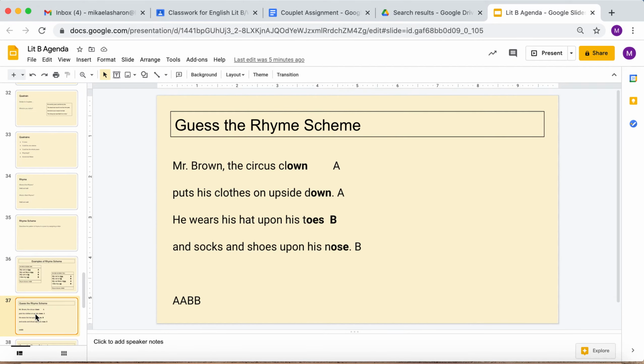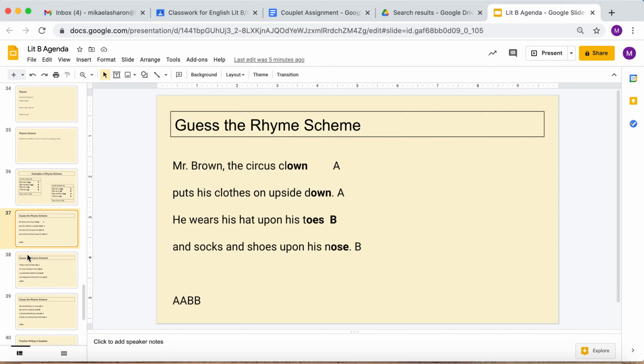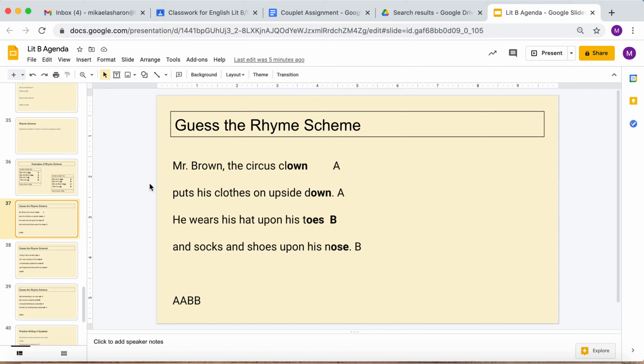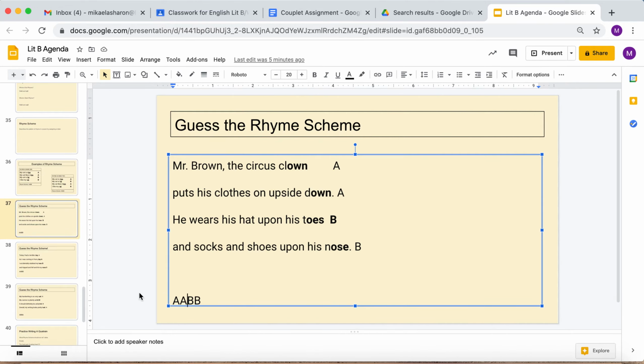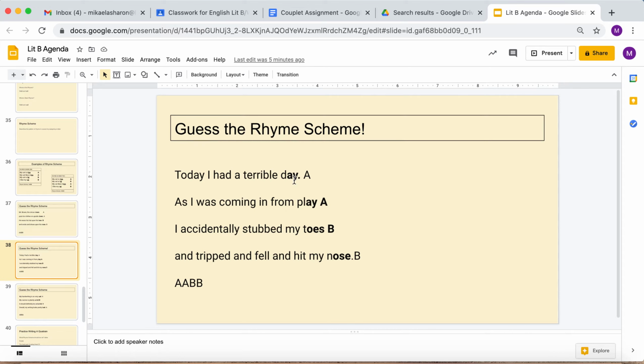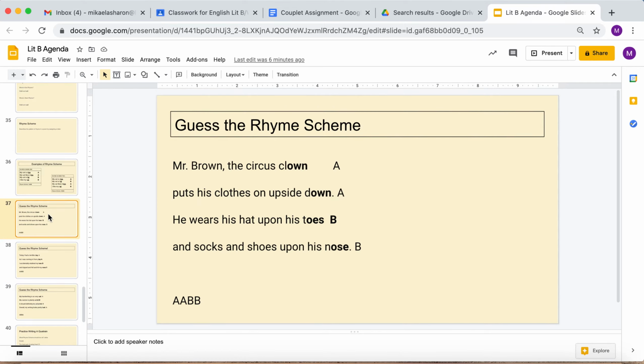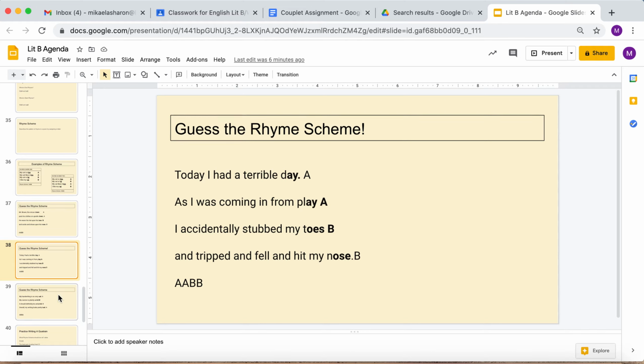So then we played a little guess the rhyme scheme game where we read, I think it was three different quatrains, and we said what the rhyme scheme was. So this one, clown and down rhymed, so this was A, and then toes and nose rhymed, which is B, B. So the rhyme scheme was A, B, B. In this one, day and play rhyme, so it's A, and then toes and nose rhyme, which is B, B. So the rhyme scheme is A, B, B.